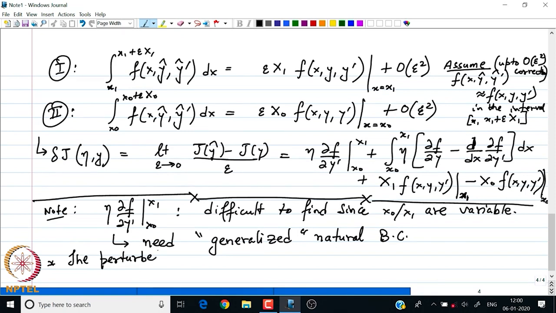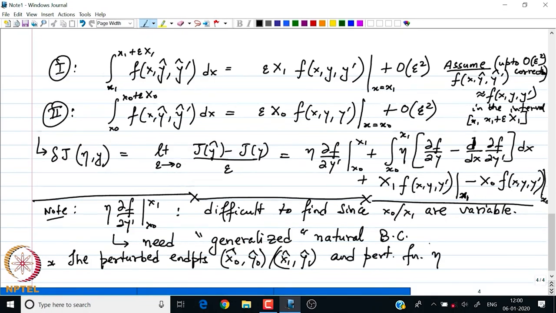The perturbed endpoints, x naught hat comma y naught hat and x 1 hat comma y 1 hat, the two perturbed endpoints, and the perturbation function eta, right. Certainly, in the most simplifying case, they will not vanish at the endpoints, where the endpoints are also not well defined, they are also varying. But certainly, eta is going to satisfy some constraints which we are going to outline right now, which it should satisfy.